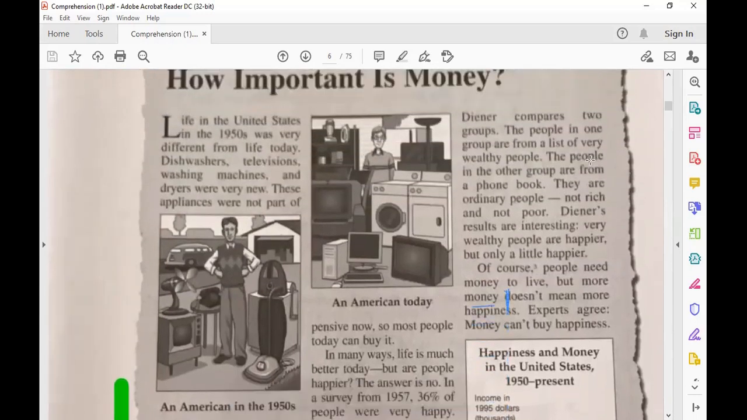Results. Okay. Diner, so we can find the results here. Diner's results are interesting. Very wealthy people are happier, but only a little happier. Did you get it? Did you find it?